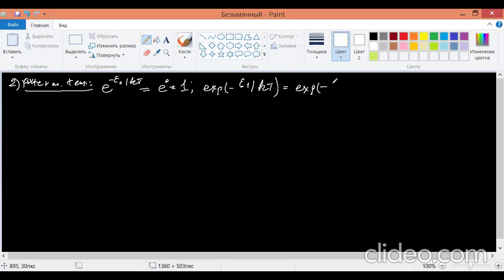Now, the exponent for the next energetic level is equal to, instead of epsilon sub 1, I write n sub 1 times E, right? Instead of k times T, I write E. These two E's cancel each other, and n sub 1 is equal to 1. In other words, we got e raised to minus first, right? Okay, similarly, we will get that e raised to minus epsilon sub 2 over k times T is equal to e raised to minus the second, etc. We got e raised to minus third, e raised to minus the fourth.